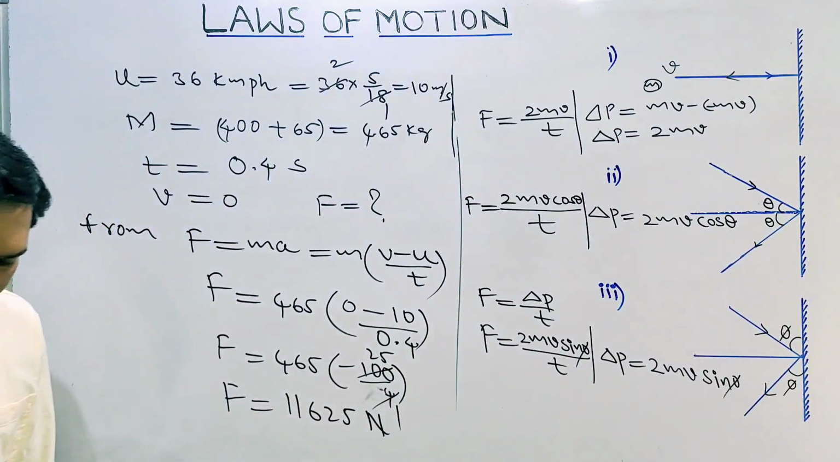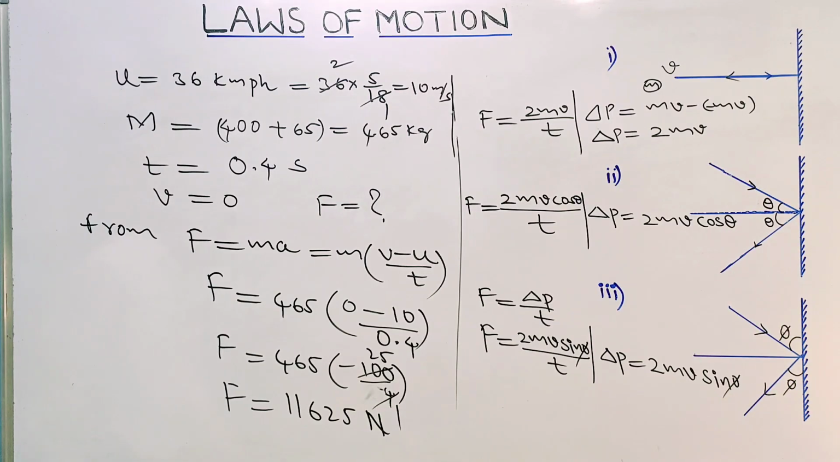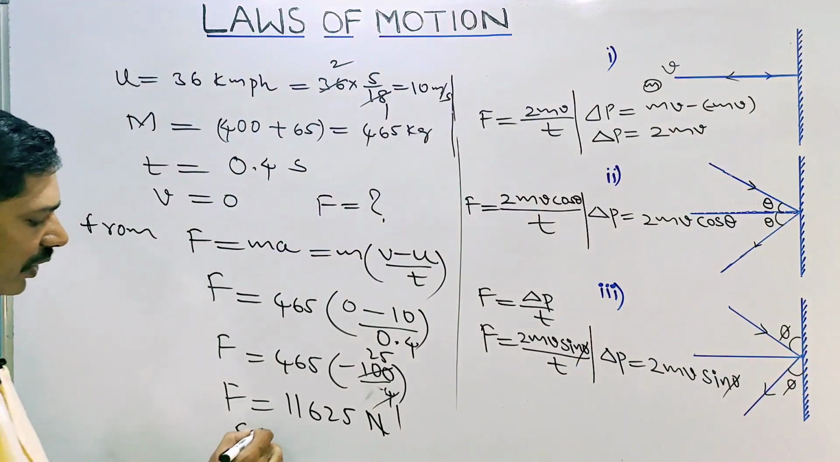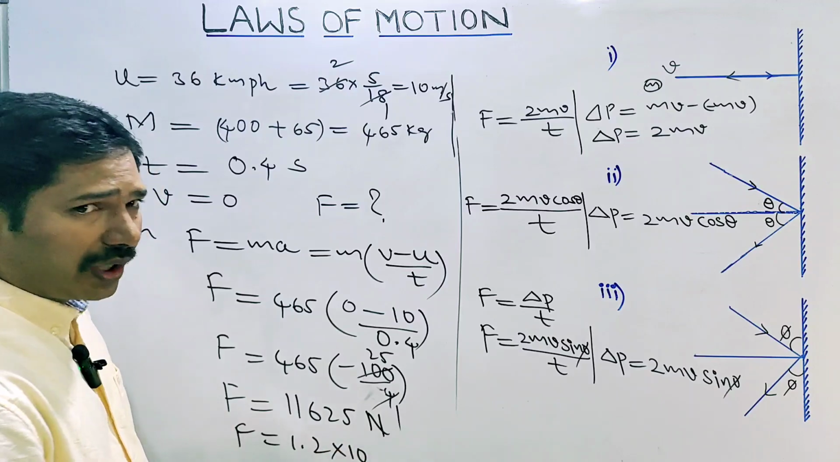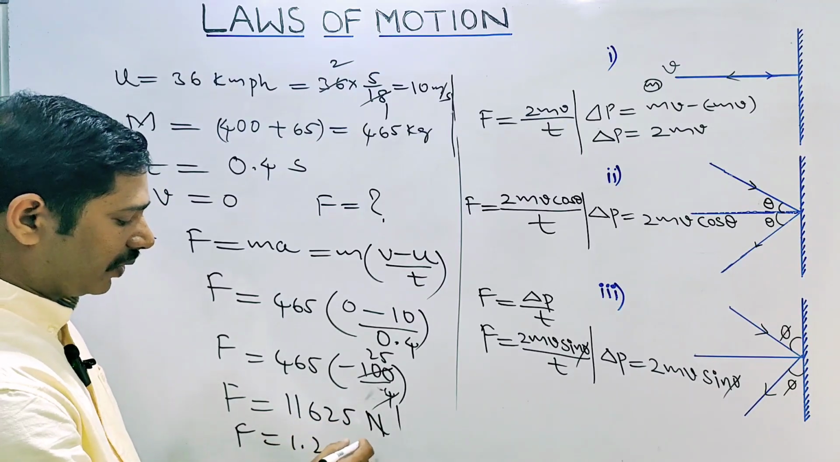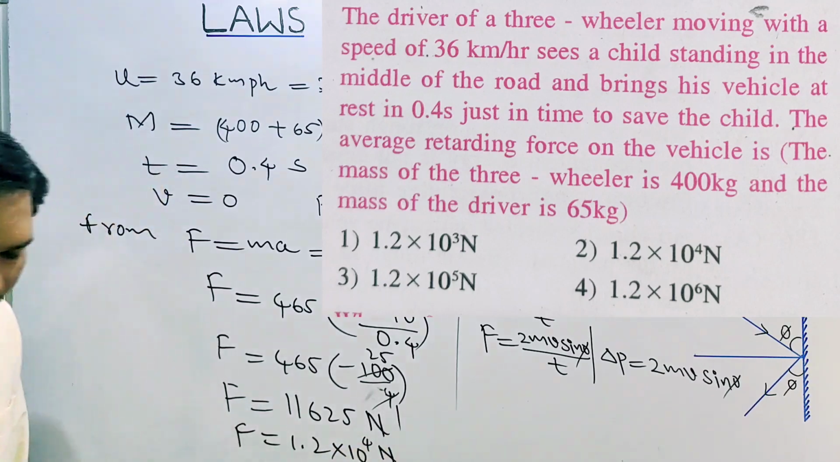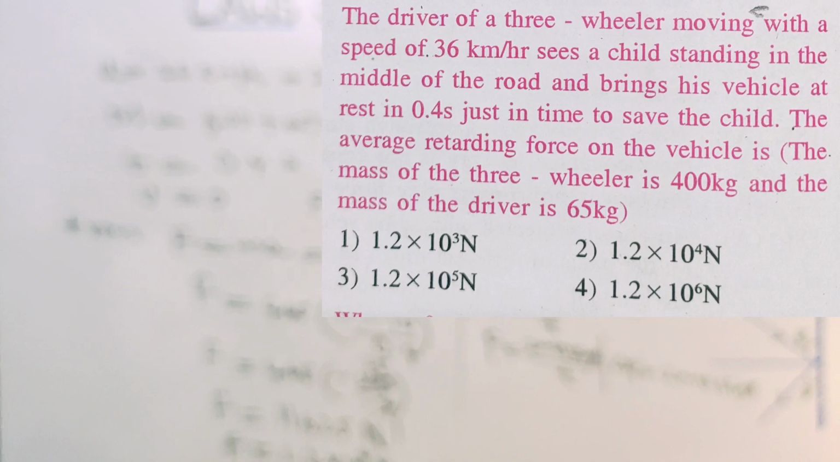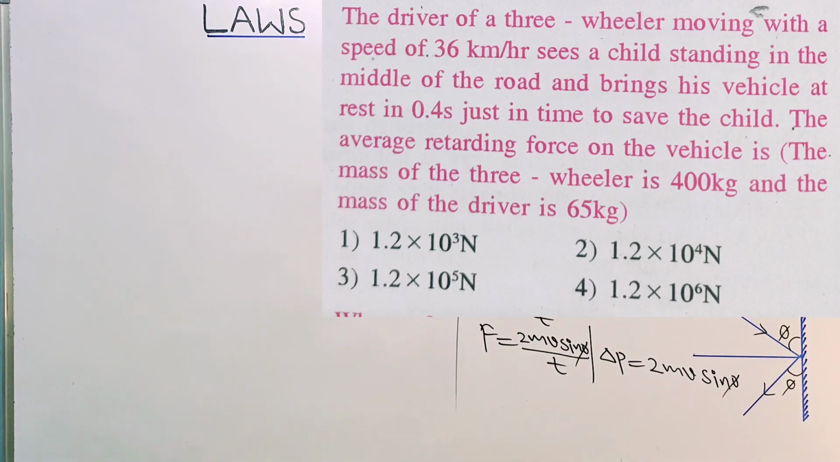So in this, we got 11,625 newtons, but in the options they have given 1.2 like this. So according to that, which option can you take? Here F equal to 1.16, so rounded off, they have taken 1.2 into 10 to the power of 4 newtons. Which option is correct? The second option you can take. Okay, next problem you can check.